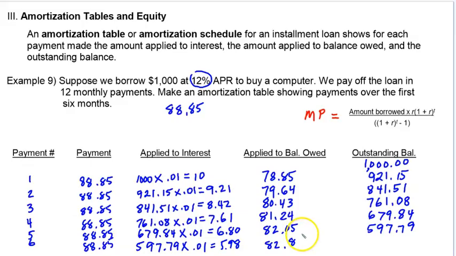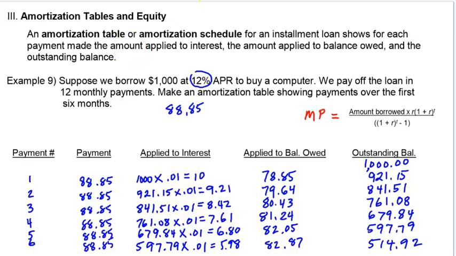82.80. Let's see, what is that? I can't read my number. I think it's 82.87. Yep. And then 597.79 minus 82.87 is 514.92. Okay, so that is that first example, example number 9, showing how an amortization schedule works.